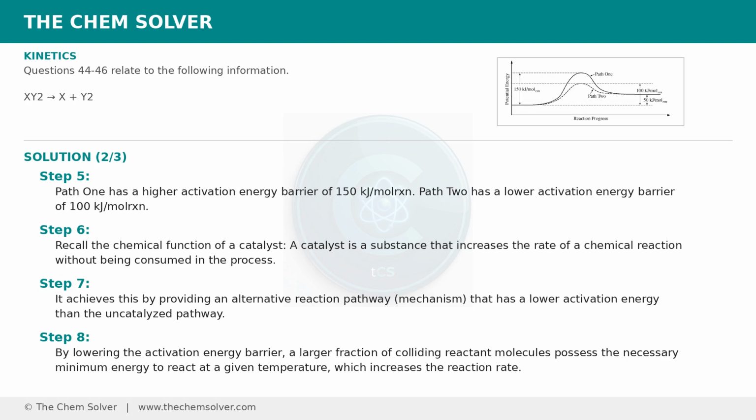Recall the chemical function of a catalyst. A catalyst is a substance that increases the rate of a chemical reaction without being consumed in the process. It achieves this by providing an alternative reaction pathway mechanism that has a lower activation energy than the uncatalyzed pathway. By lowering the activation energy barrier, a larger fraction of colliding reactant molecules possess the necessary minimum energy to react at a given temperature, which increases the reaction rate.